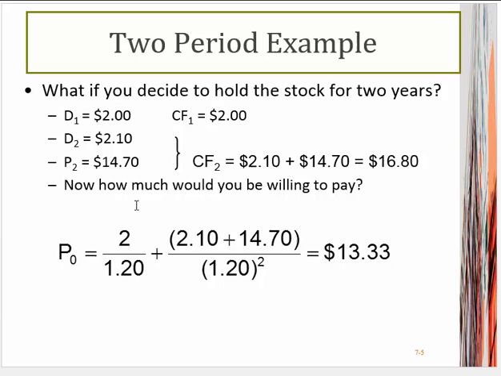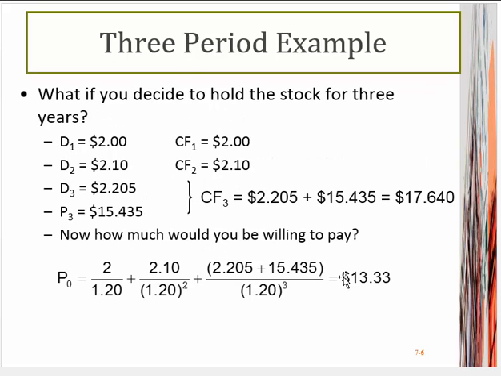What about the 2 period example? How does that play? Well, again, next year's dividend is $2. And let's say that we think that the next dividend after that is $2.10. So how would you calculate this? Now we have the present value of $2 1 year out, and then the present value of $2.10, the dividend in year 2, plus the estimated price of $14.70. Again, it's $13.33. It's the same price. That's the 2 period example.